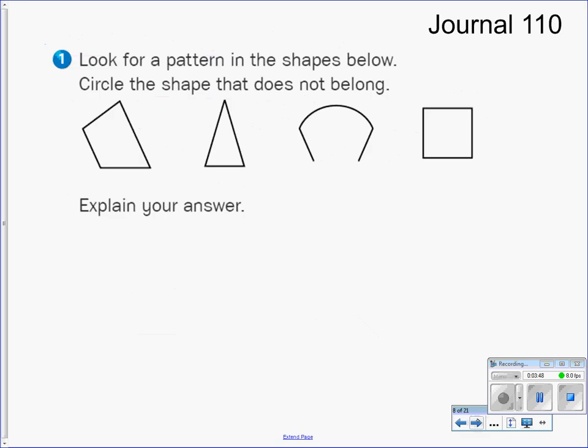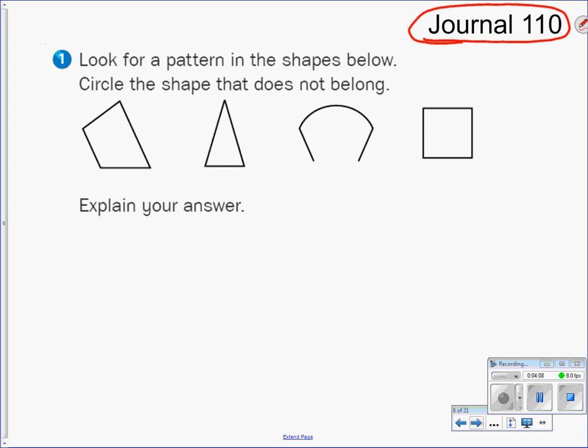okay? So now that we got that figured out, I want you to turn to journal page 110, okay? And this is a very simple lesson. It's just kind of reviewing a little bit on polygons. So they want you to look at the pattern in the shapes below. Circle the shape that does not belong.